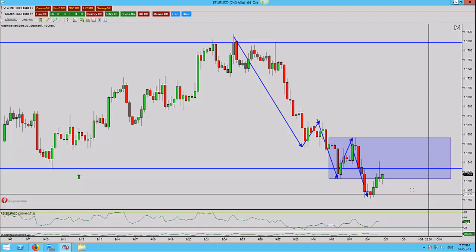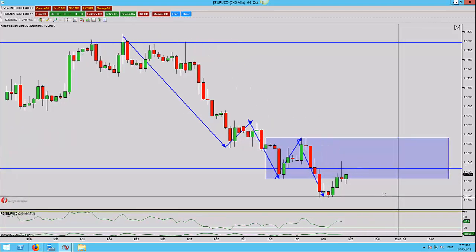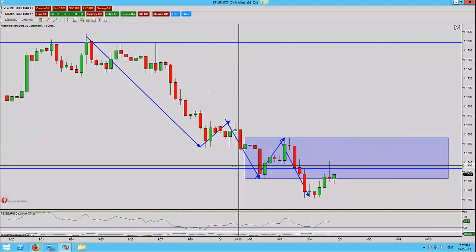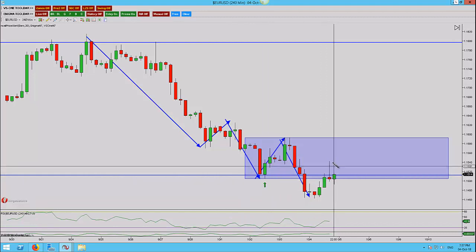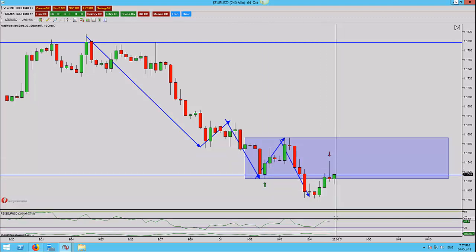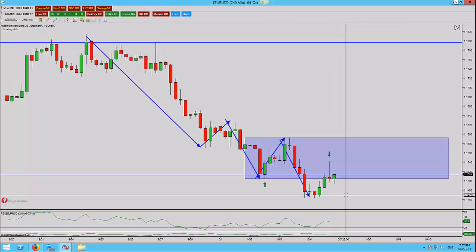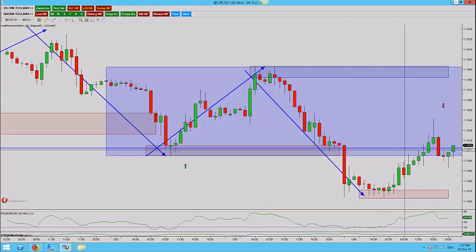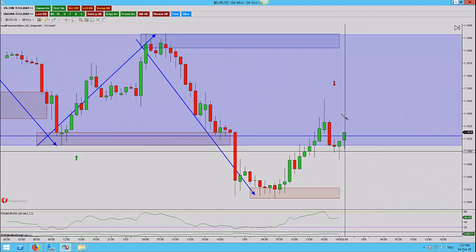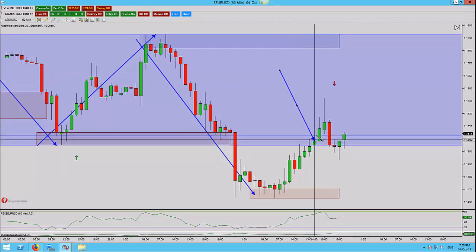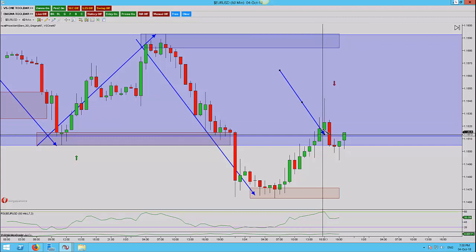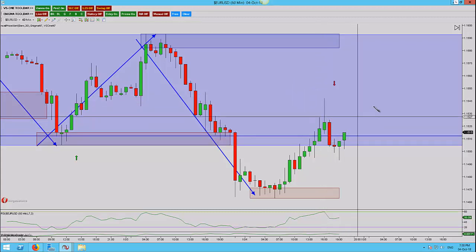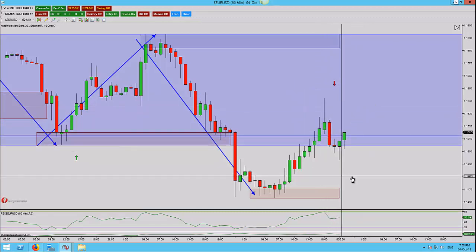Now you can actually see the reason why I've waited here, because if I move the structure level to there, you can see that we tested it, and then we put in a big 4-hour rejection candle right at that zone. But if I drop to the 60-minute time frame, you'll see that we actually had a nice 3-bar reversal. We had a move up, then a rejection candle closing in the lower quarter of the candle with a big wick, followed by a solid lower low, lower close candle.